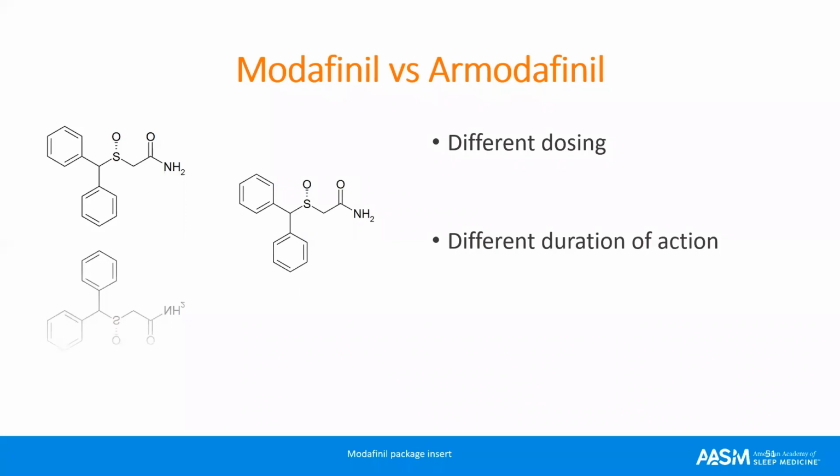Modafinil and armodafinil. Modafinil is a racemic mix of two mirror image compounds. Armodafinil is the right-handed one of those two. So they act very similarly, but they are not identical. They have different dosing. The maximum dose of modafinil is 400. The maximum dose of armodafinil is 250. And so if you're switching between them, you need to take that dosing into account.